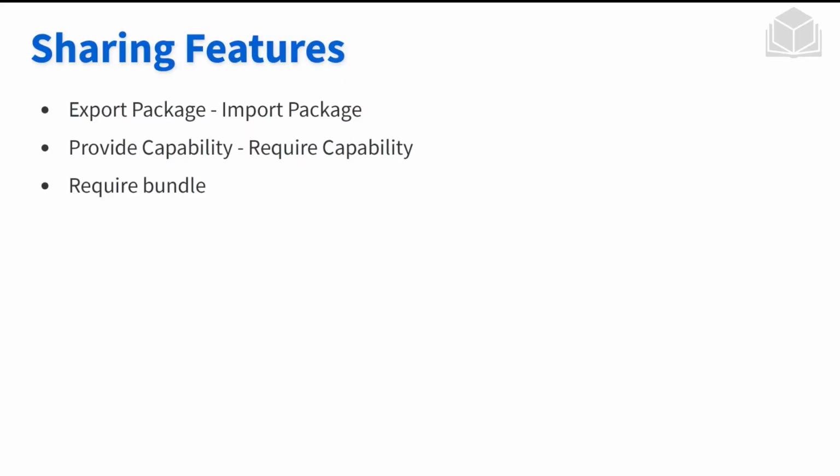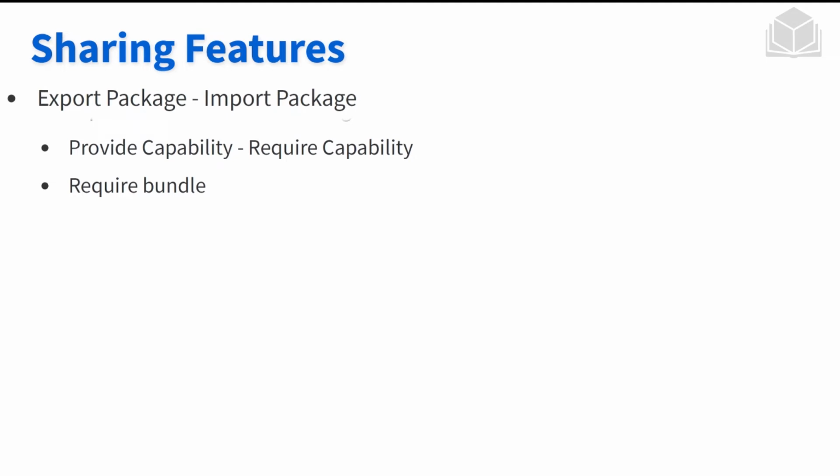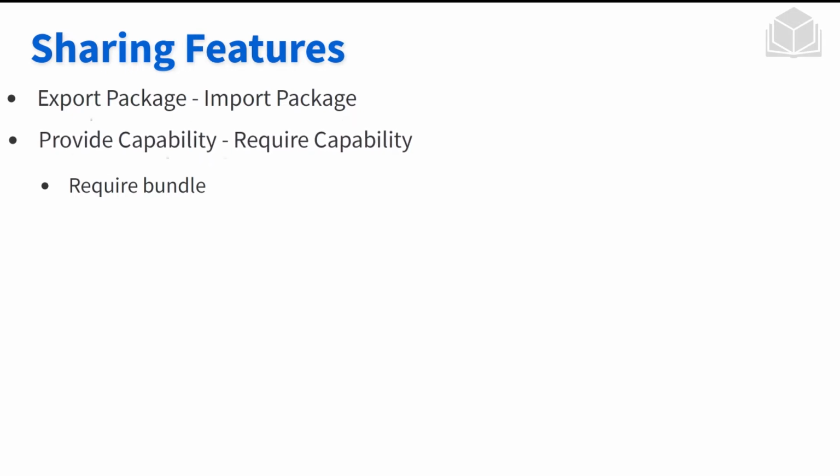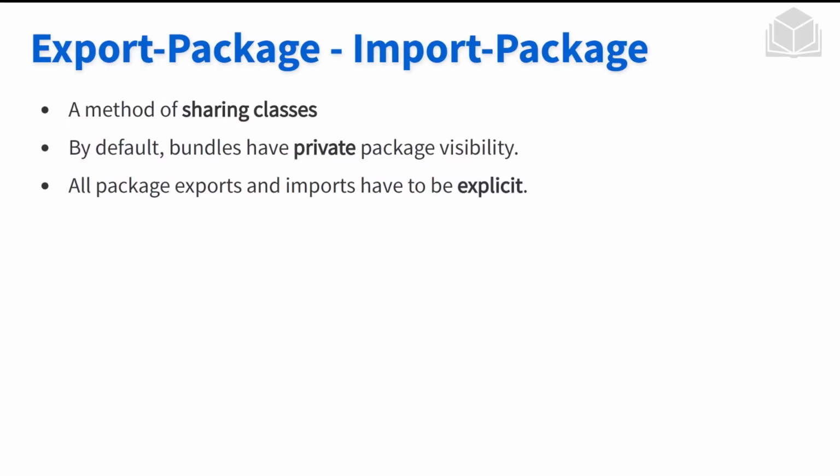Now, when we're sharing features, there's a couple of different ways that we can do so. If we want to share packages, we have an export package header and an import package header. This will be defined within the manifest file. We can also filter things down a little bit using a provide capability and a require capability. And we can go as far as to say that we need a specific bundle, or we require a specific bundle. So these are a couple of different headers that we can declare within the manifest file to get the packages or the classes, the bundles or the components that we need.